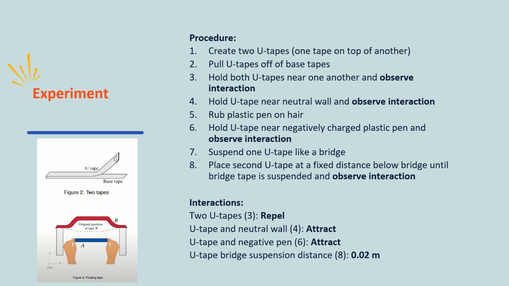The findings of this experiment are that the two U-tapes repelled each other, the U-tape was attracted to the neutral wall, the U-tape was attracted to the negatively charged pen, and the distance for suspension between the U-tape bridge and the U-tape below it was 0.02 meters.